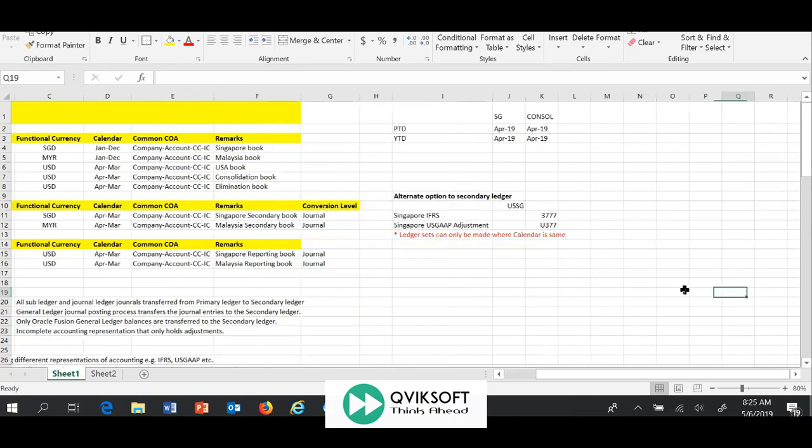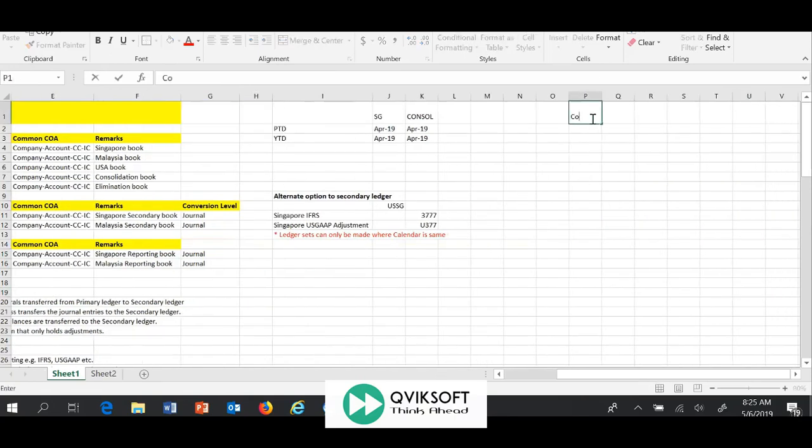Let me go here. When you do consolidation, I can have a ledger in Singapore currency, I can have a Malaysian currency, and my consolidation is in US dollar. So one option is on a monthly basis, I just do translation of my balances, and then I transfer to USD. That I'm doing at TB level.